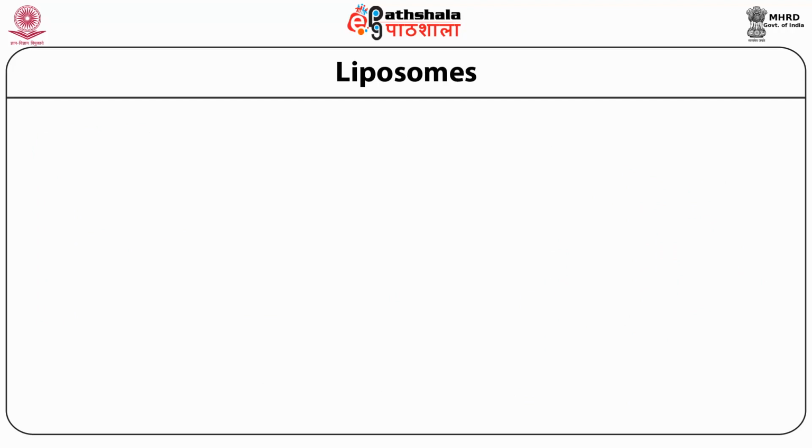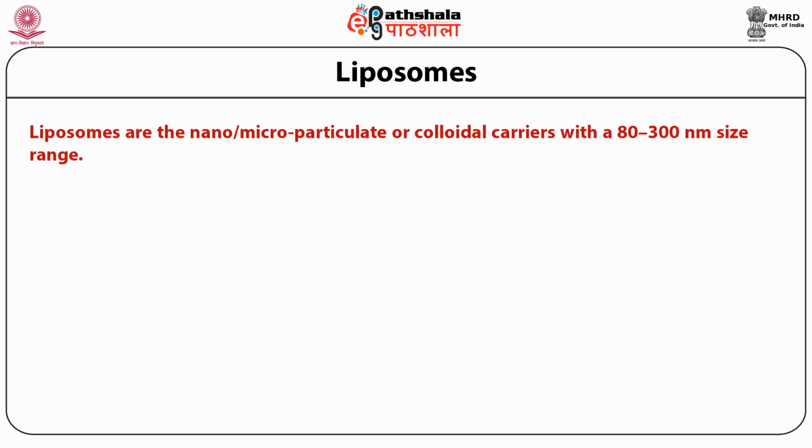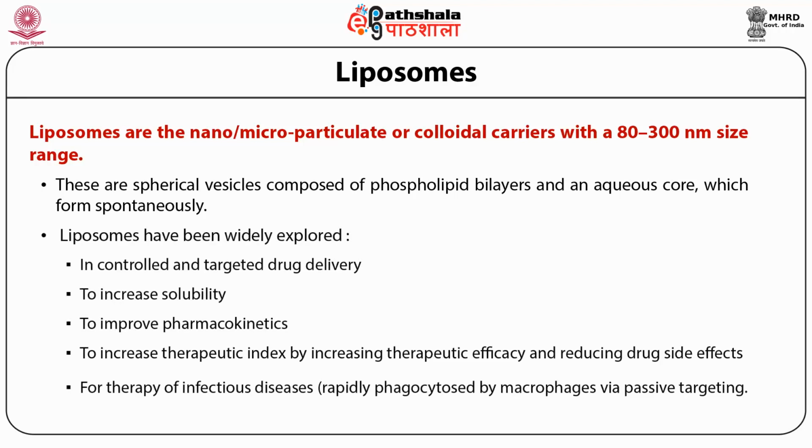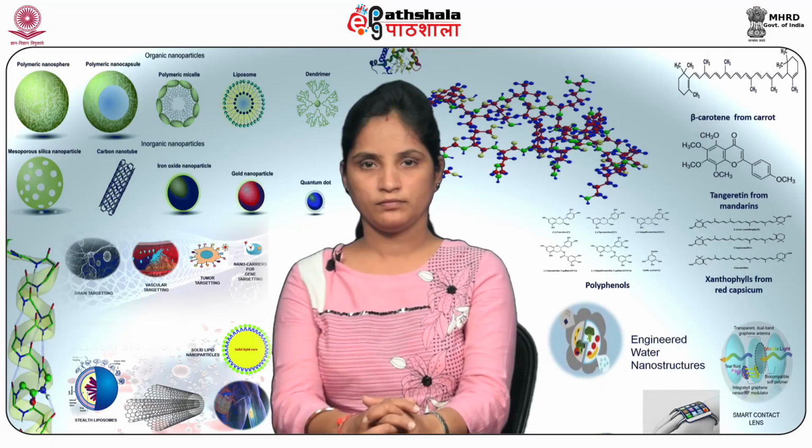Although we learned about liposomes in the previous modules, that is module 12 and 13, here we will take a little introduction of liposomes, and then we will see how we can use liposomes for theranostic applications. Basically, liposomes are nano-microparticular colloidal carriers or vesicular systems having a size of 80 to 300 nanometers or more. They are spherical vesicles composed of phospholipid bilayers with an aqueous core, which form spontaneously. Liposomes have been explored for various drug delivery applications, as we have discussed in previous modules as well.